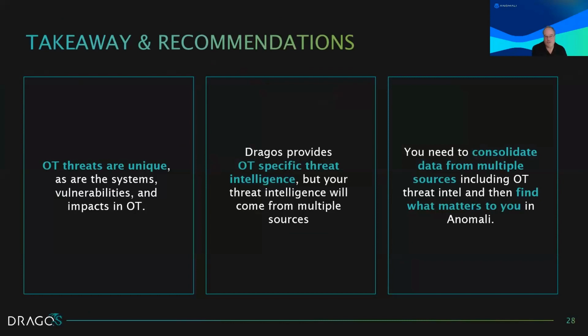So a couple of takeaways. OT threats are unique, as are the systems and vulnerabilities that impact OT. Dragos provides OT-specific threat intelligence, but your threat intelligence will come from multiple sources. This is where ThreatStream can help you in your environment, or the Anomaly platform. You need to consolidate data from multiple sources, including OT and threat intel, and then find what matters to you in Anomaly. Thank you.